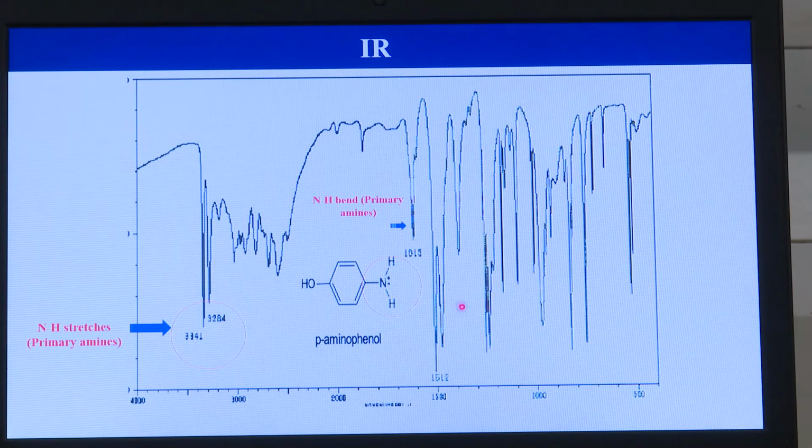Later we have done the IR spectroscopy. In the IR spectroscopy we have observed the IR peaks related to NH2. For example, here you can see at the 3341 range we have observed the NH stretching, and also at around 1615 we have observed the NH bending peaks. From this IR spectrum we have confirmed that our desired product is the para amino phenol.